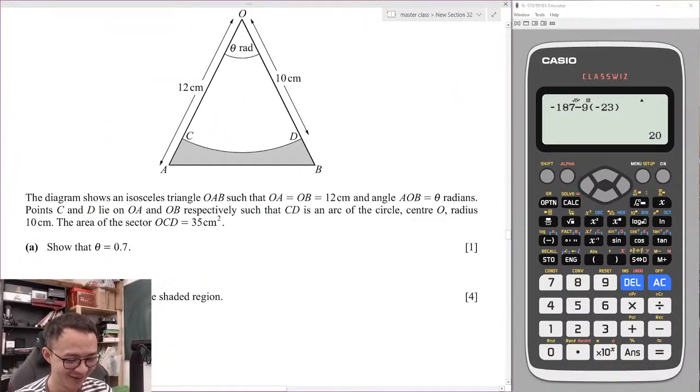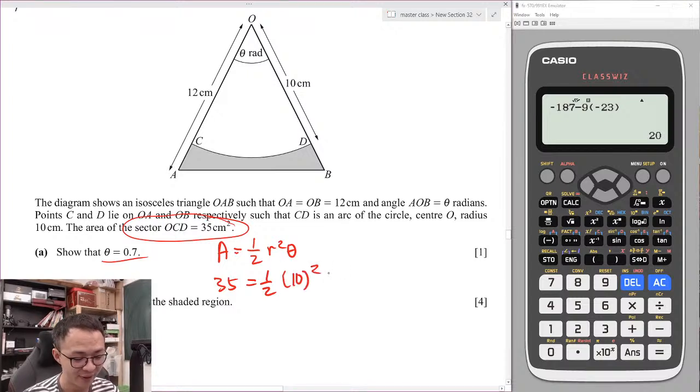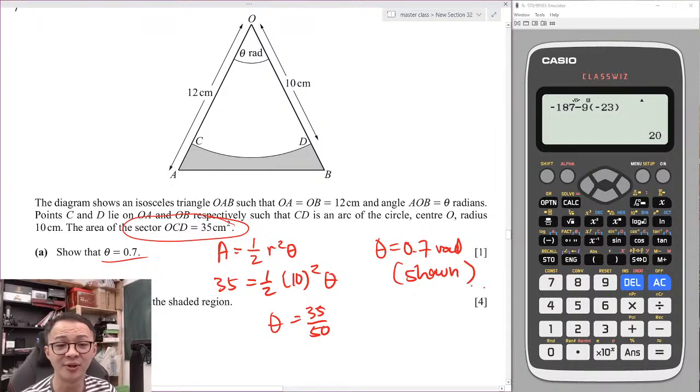Don't learn from me. Okay, you have a diagram, and the question tells you the area of the sector is 35. It asks me to show that theta equals 0.7. So I use the area of sector formula, half r squared theta. This area is 35, so half, my r for the sector is 10 from the diagram, times theta, so this is 50. So theta equals 35 over 50, so theta equals 0.7 radian. They asked me to show, so I say shown.